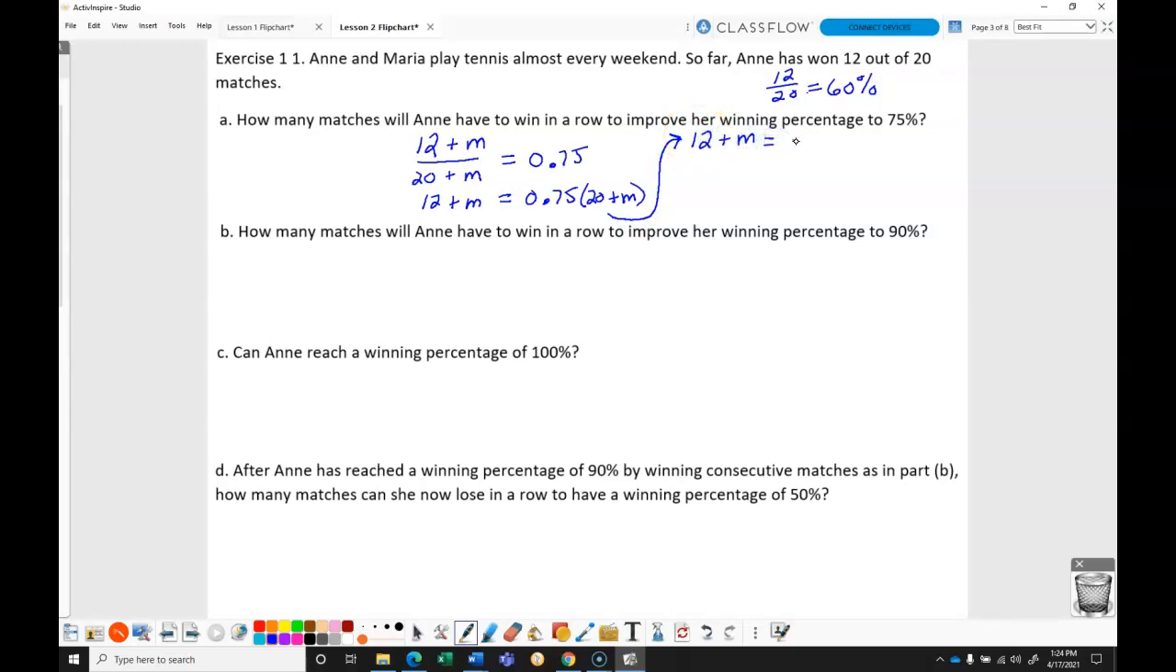And I'm actually going to distribute the 0.75. So 0.75 times 20 is 15. And 0.75 times m is 0.75m. Okay, so let's subtract 12 from both sides. It gets me 3.